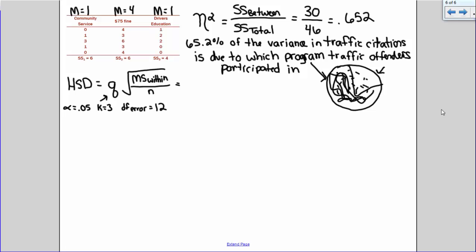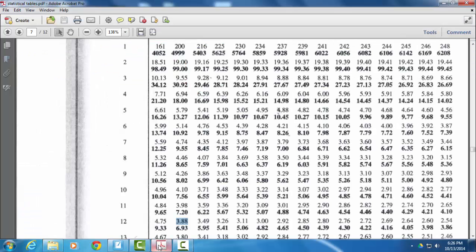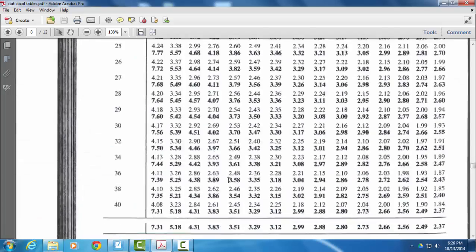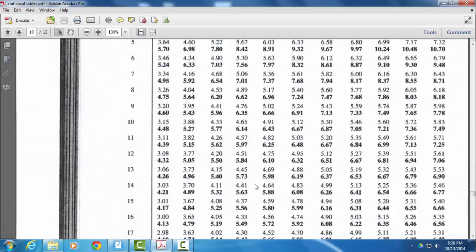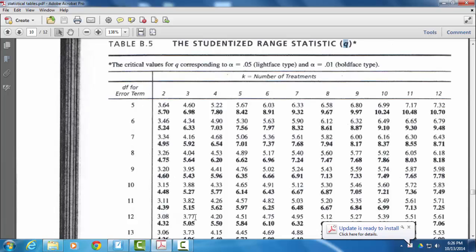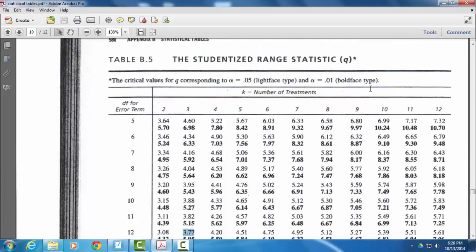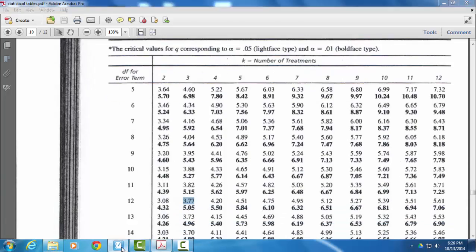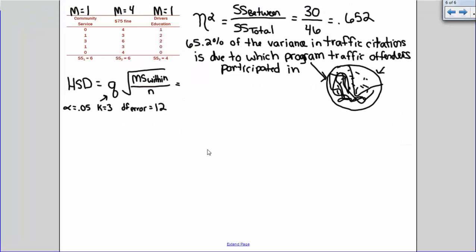All right, so let's hit up that table. Go down to Q. 3 groups, degrees of freedom error of 12, and now we are using an alpha level of 0.05. So Q is 3.77. Remember, 0.01 bold, 0.05 light face type. And it even says that up here, if you forget. So 3.77 is Q.